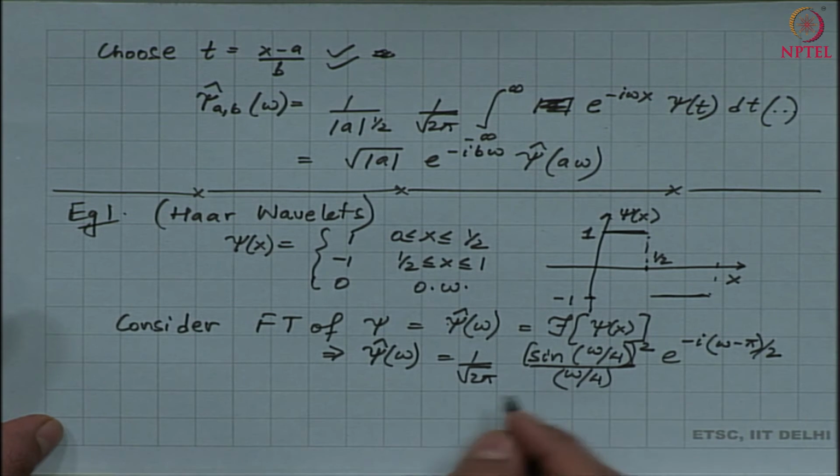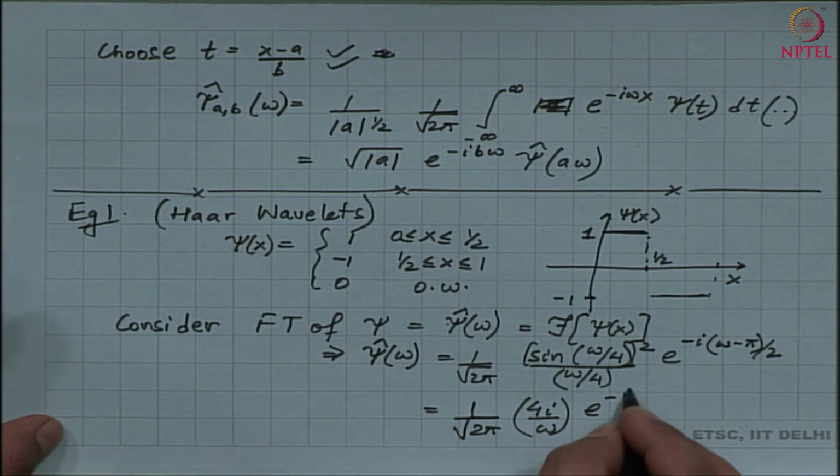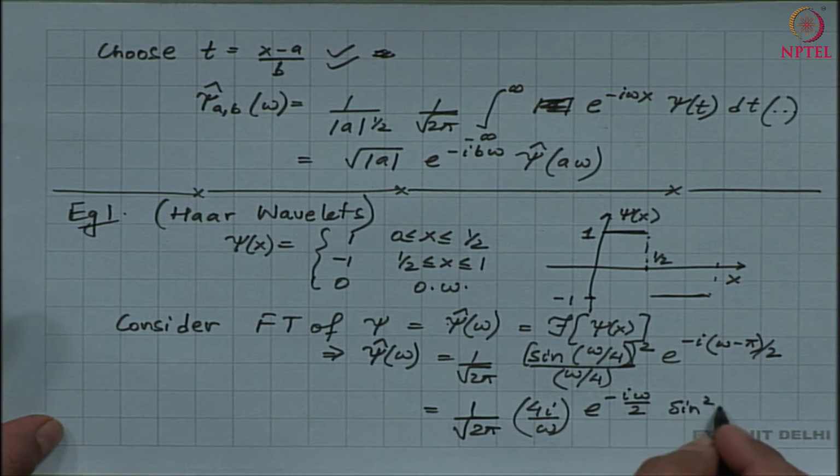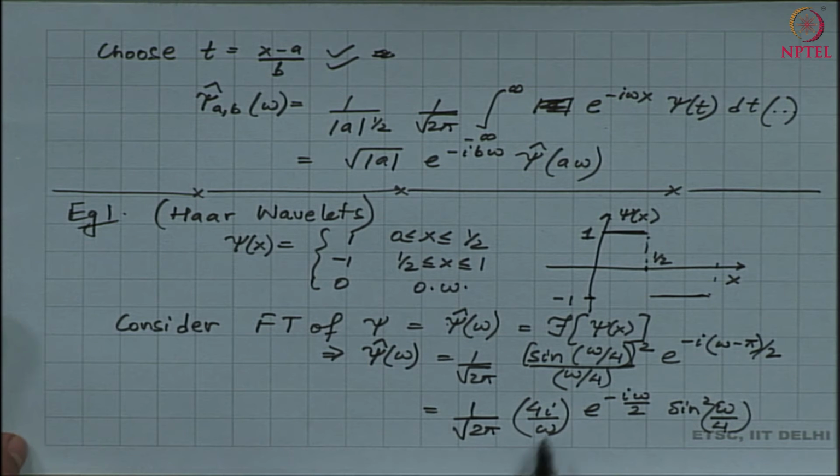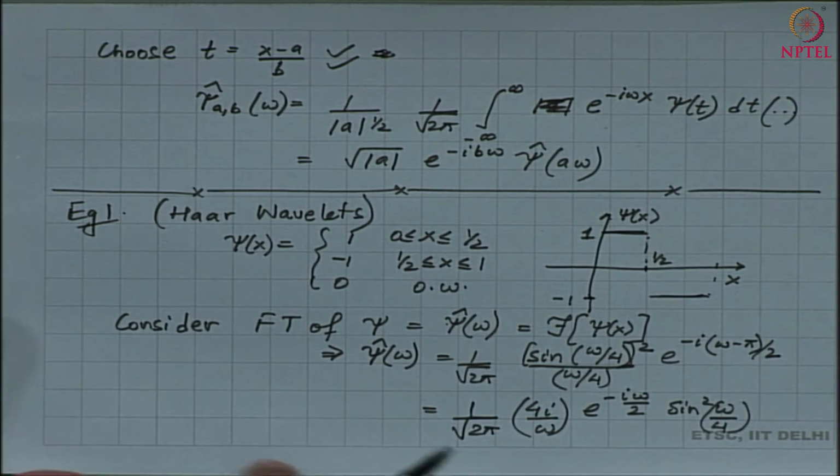Okay, so if I were to further simplify this expression, this is also 1 by square root 2 pi times 4 i by omega, e to the power negative i omega by 2, sine square omega by 4. Then let us now check the integral of psi hat square divided by omega to see whether this is indeed a wavelet or not.